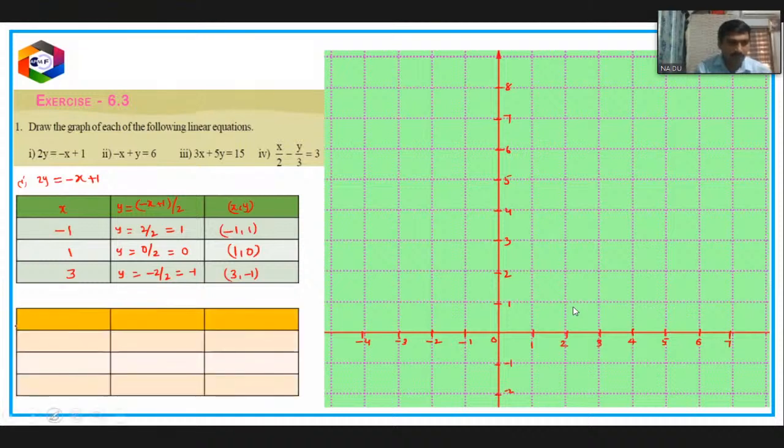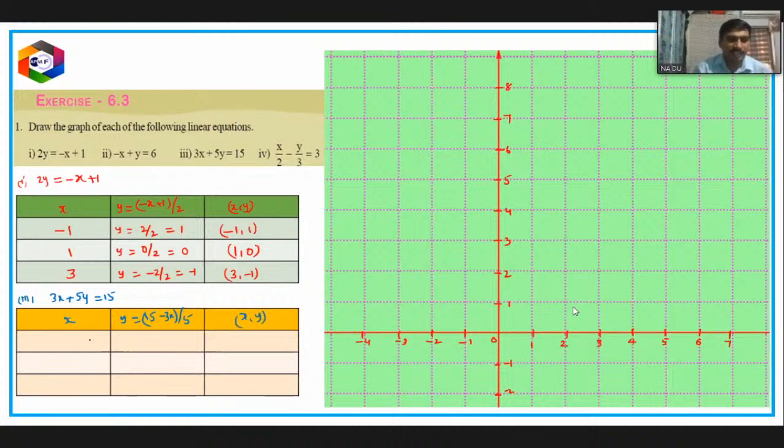Third question I want to explain. 3x plus 5y is equals to 15. Here the value of x here, this is y is equals to this. I am going to -3x, let us substitute, transpose and divide it with 5. So 15 minus 3x whole divided by 5, and this point becomes x comma y. I think children it is clear.